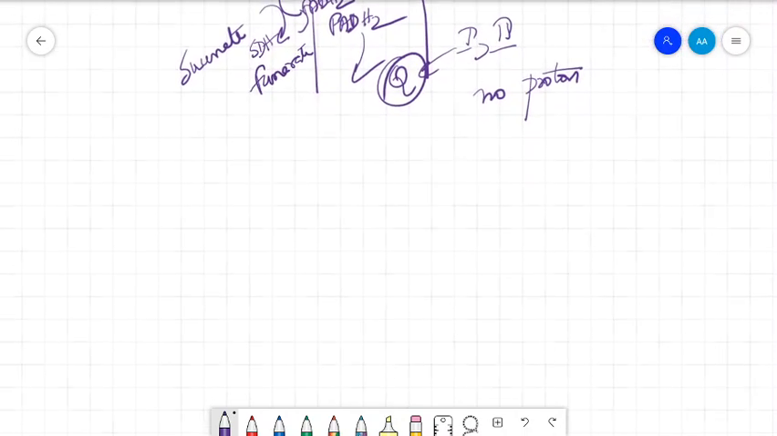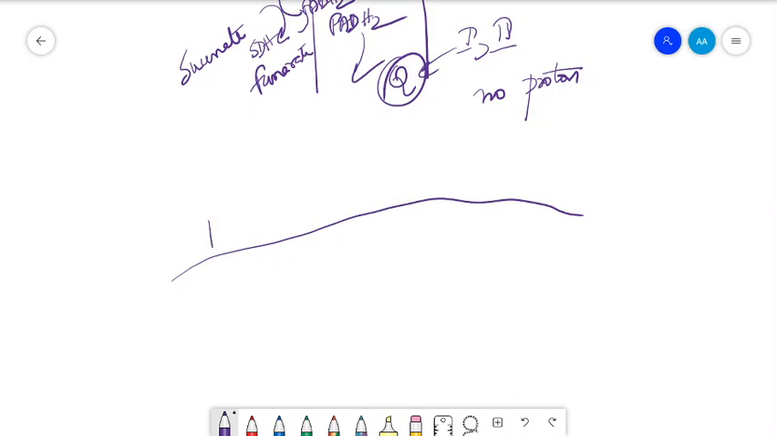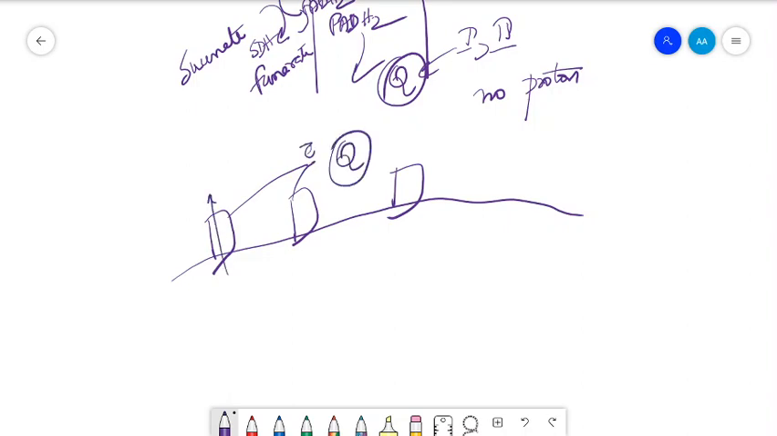Then comes the role of complex 3. So this is complex 1, complex 2 and complex 3. Both 1 and 2 donate electrons to ubiquinone. And complex 1 donates 4 H plus to the intermembrane space. And ubiquinone transfers the electrons to the cytochrome b present in complex 3.